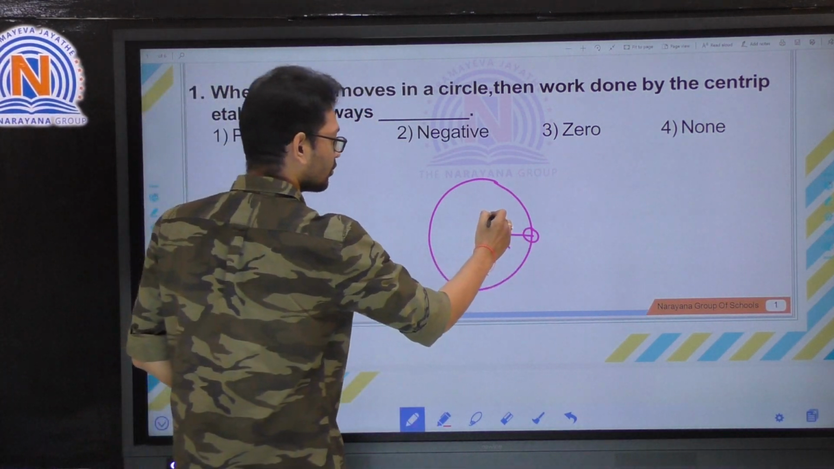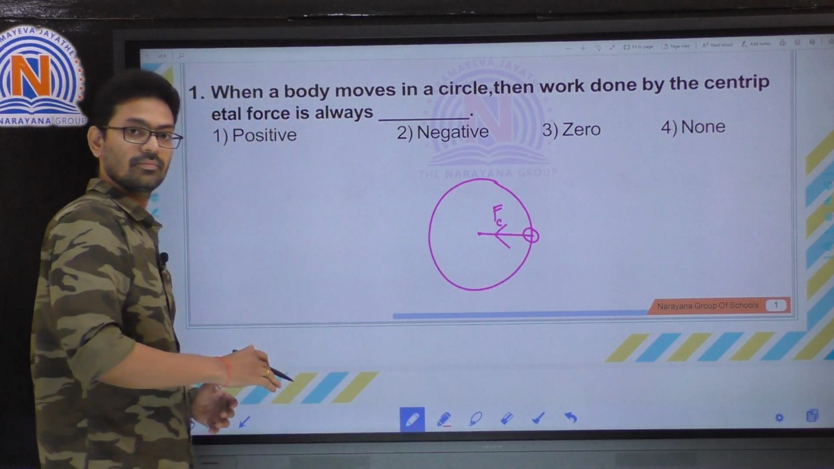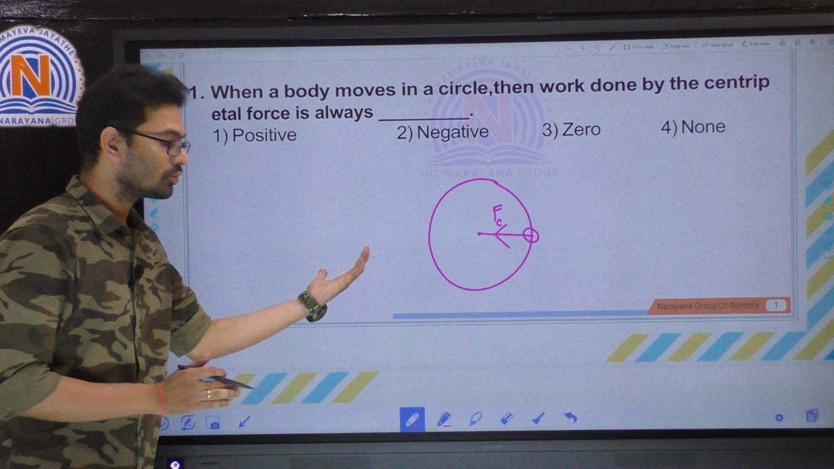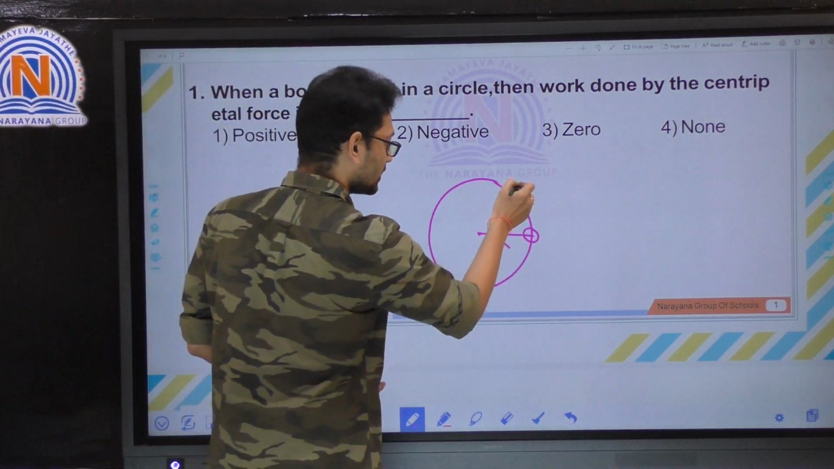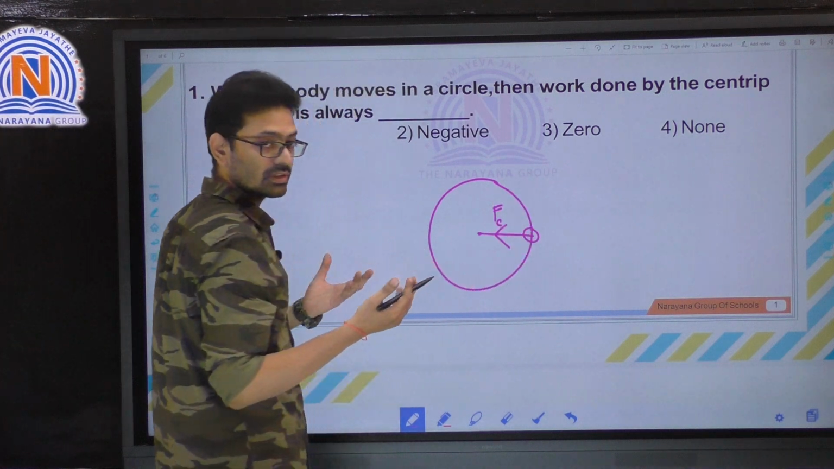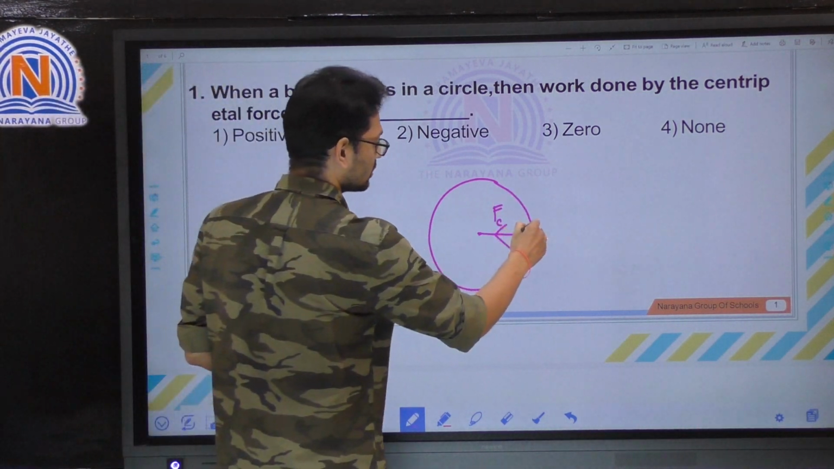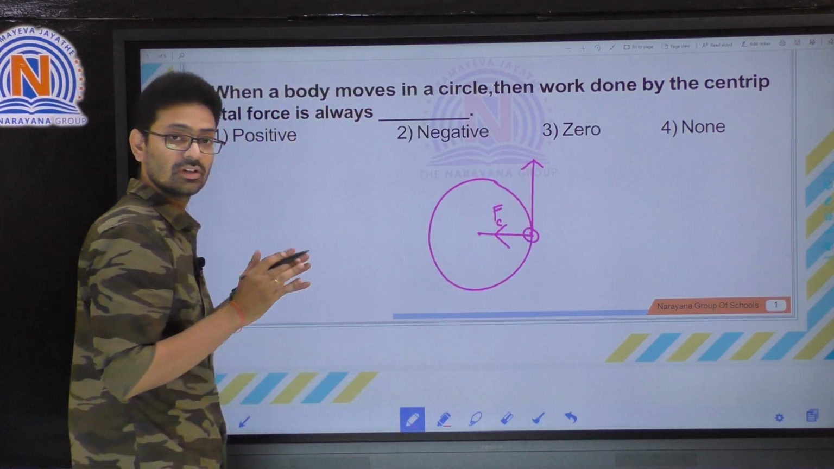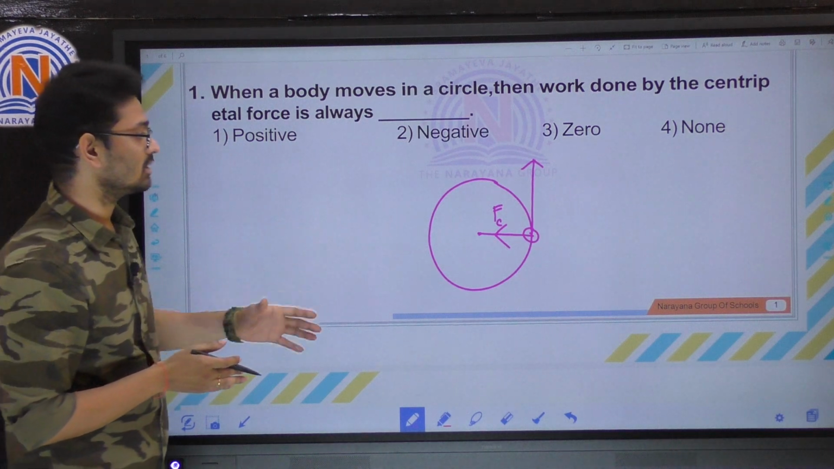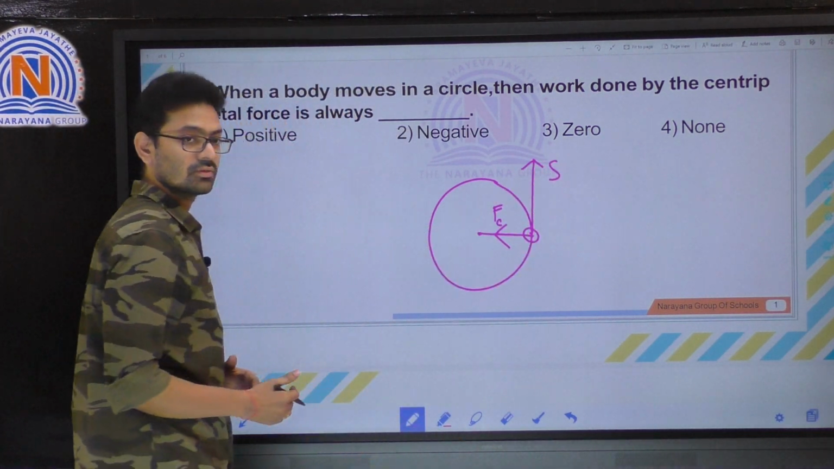Let us write that force as centripetal force, I'll write it as Fc. It is being pulled towards the center. Now the displacement you can take upwards or downwards, it is your wish, clockwise or anti-clockwise. I am going to take anti-clockwise. Now this point is the particle moving there, and I will draw a tangent from there. That tangent is nothing but your displacement over there. We have one displacement also.